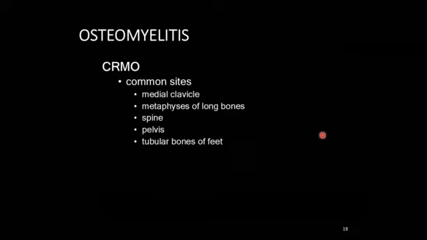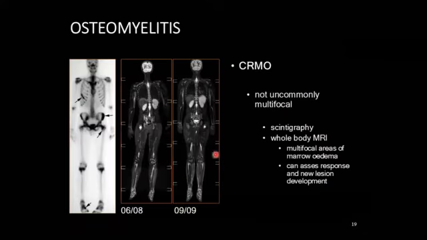Regarding chronic recurrent multifocal osteomyelitis, the common sites are the medial clavicle, the metaphysis of long bones, the spine, the pelvis, and the tubular bones of the feet. As the name implies, it is recurrent and multifocal. So we have to do a whole body MRI or scintigraphy to see the lesions and to follow them up, whether they improved or new lesions appeared.